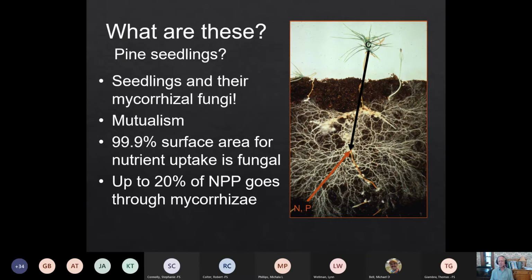Up to 20% of net primary production goes through mycorrhizal fungi. So I mean, they're basically getting allocated a lot of resources to do the work. So they're really important indicators of what's going on below ground.